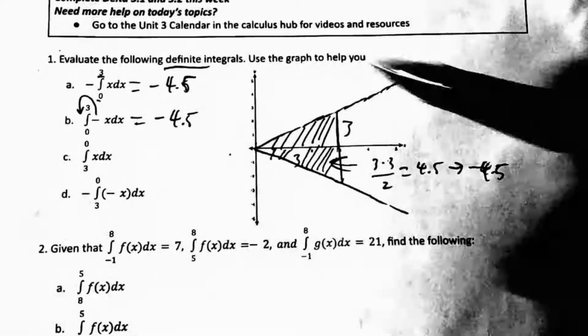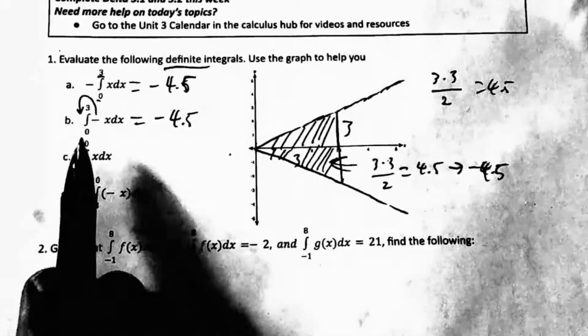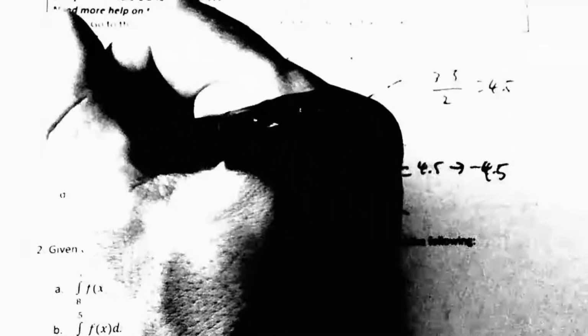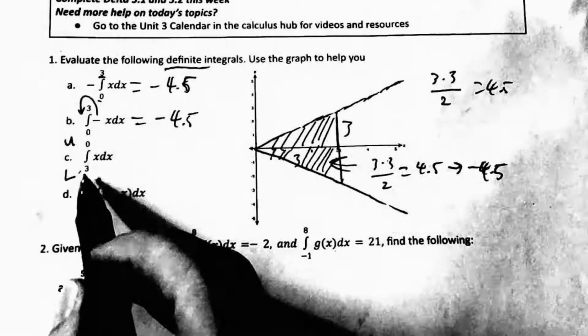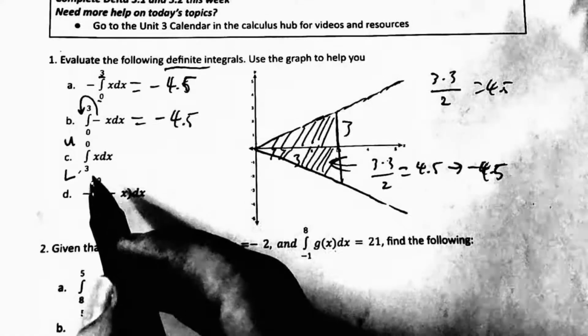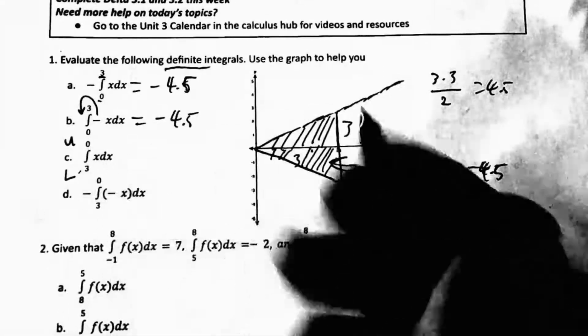Okay, here we go. Next one looks similar, but you've got to be careful when reading the integrals. Remember, the way that we read is from lower bound to upper bound. So we should be going from low to high, right? Now this 3 is higher than the 0, so I want to flip them.